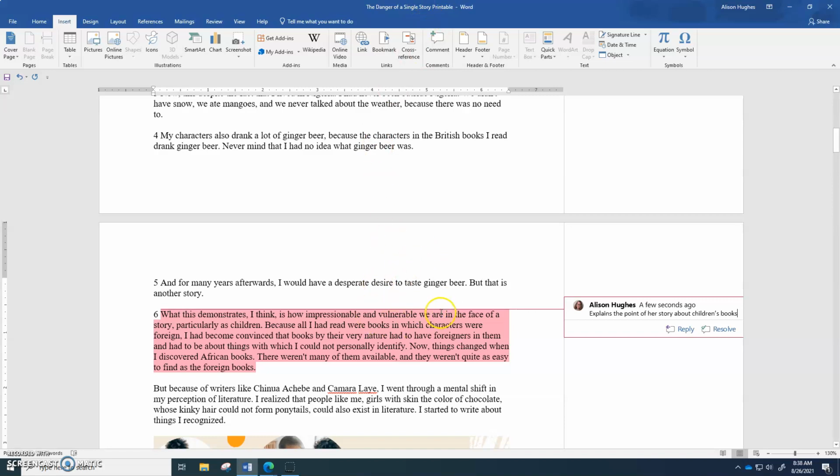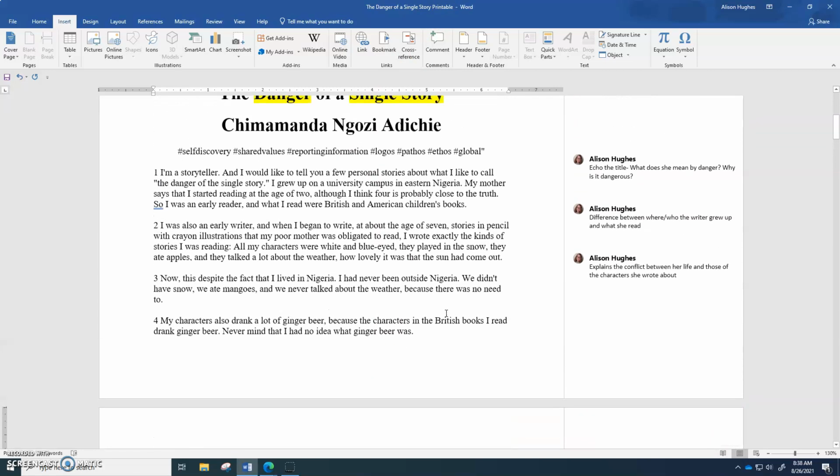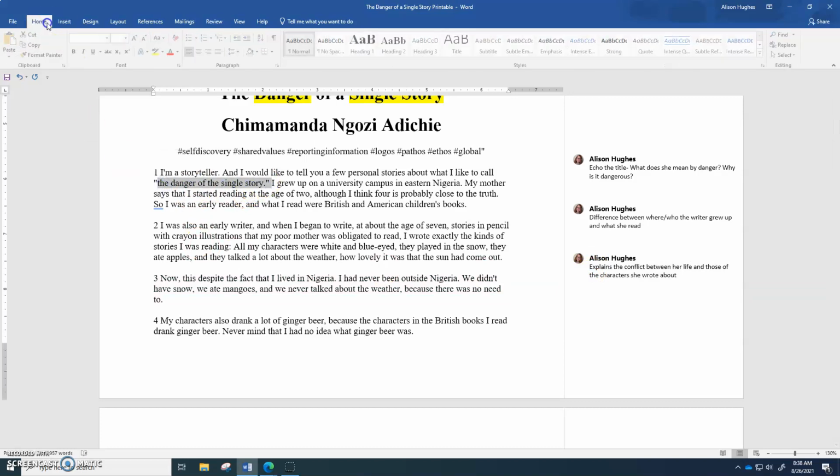So as I went through and annotated the first couple of paragraphs here, really I'm using my comment feature to just record those thoughts that are going through my head. And the one thing I did want to go back and highlight is this danger of a single story.